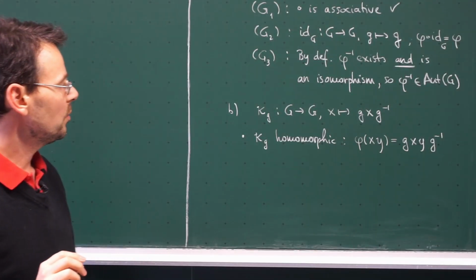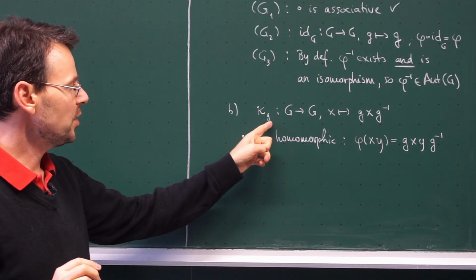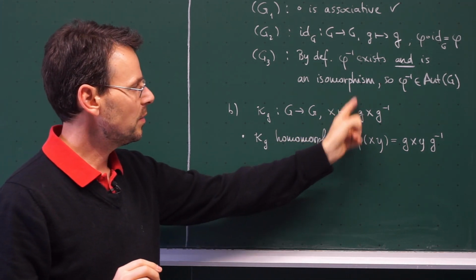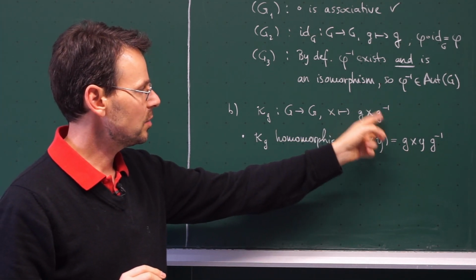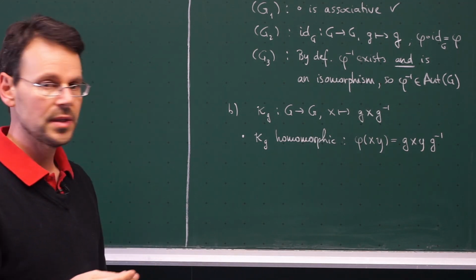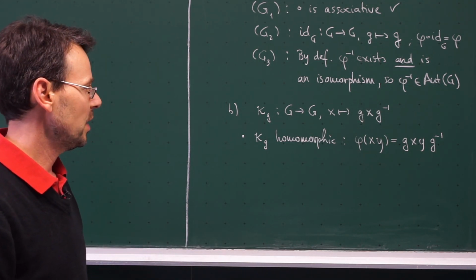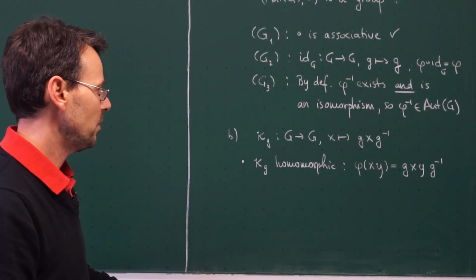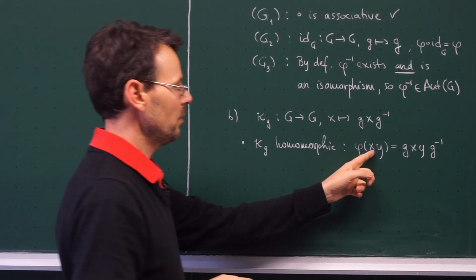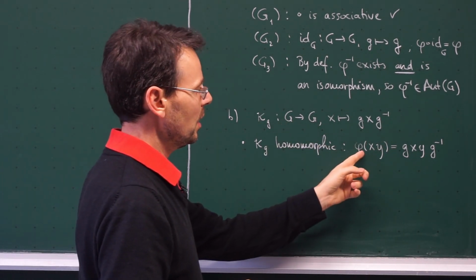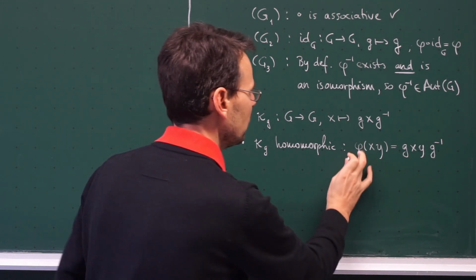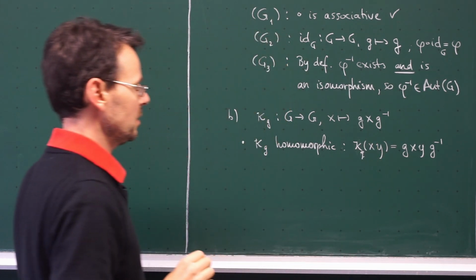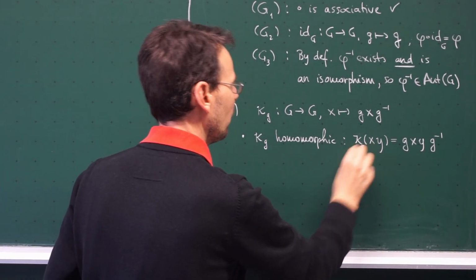Okay, in part B, we look at the so-called conjugation with any group element in G, which sends x to g times x times g inverse. We will later see that this is a very important operation on any group, and we need to show that this is always an automorphism. So first of all, is it homomorphic? Well, we take 2 elements of G and take a look at kappa sub g applied to xy.